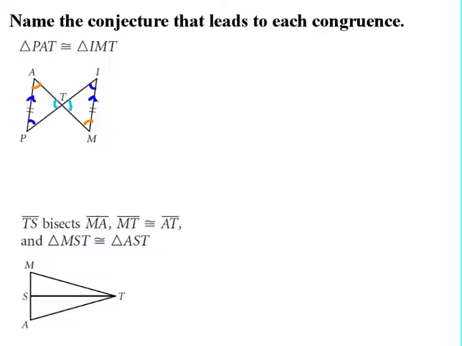TS bisects MA. So TS bisects MA, what does that tell us? Those are the same if it bisects MA. What else does it tell me? MT is congruent to AT. And what else do I know? I know that these 2 triangles are congruent. What do I know about side TS? It's got to be the same. So what congruence conjecture would tell me that they are the same? Side, side, side.